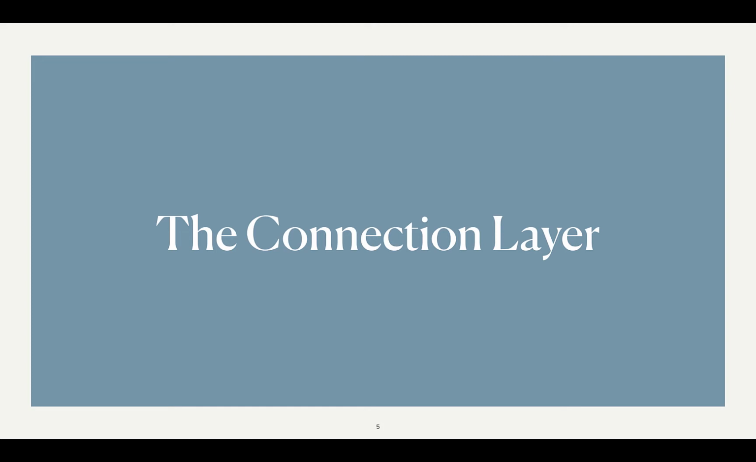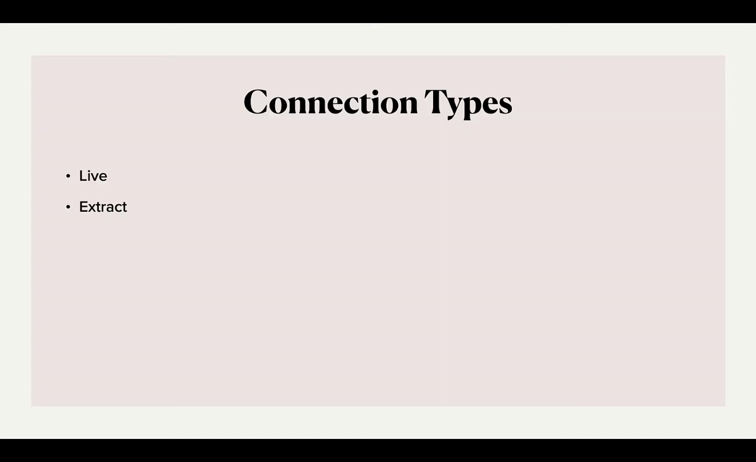All right, now let's spend a little bit of time on the connection layer. And in the connection layer, that's where you connect to your source data. There are two types, live and extract. And basically, live does what it sounds like. You're connecting to whatever that data source is in real time. So anytime changes are made to that source data, your visualizations are automatically updated and have access to that data.